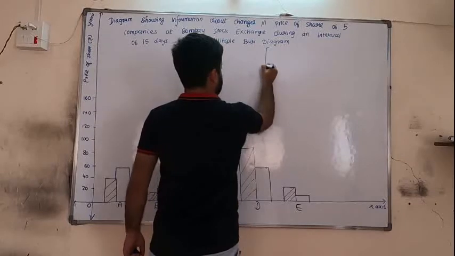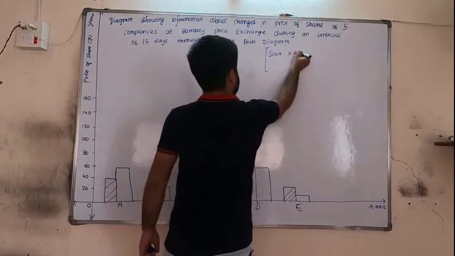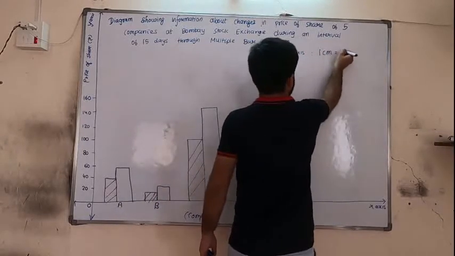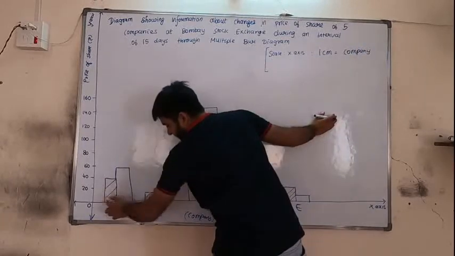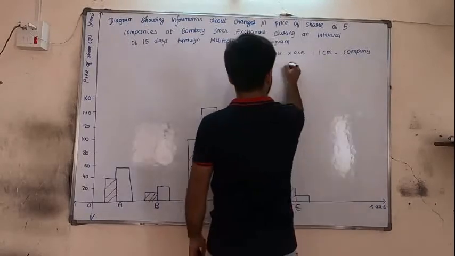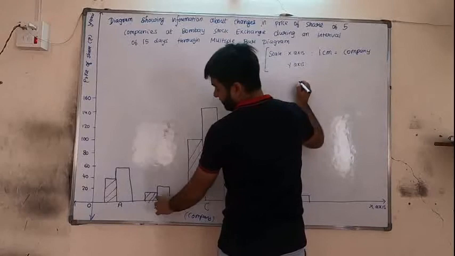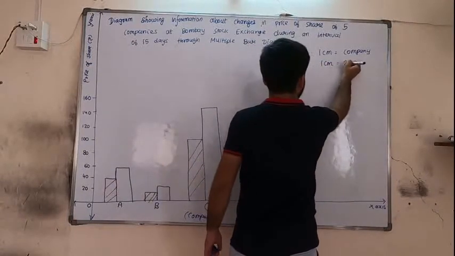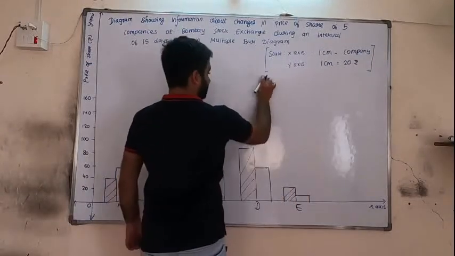Now we need 2 more things. Scale. x-axis: 1 centimeter is equals to company. Each 1 centimeter. See here okay it is 2 centimeter, but each 1 centimeter companies are there. No problem here it is 2 centimeter, but gap is only 1 centimeter. Y-axis: 1 centimeter is equals to 20 rupees, not 10 rupees. Okay. And again one more thing.